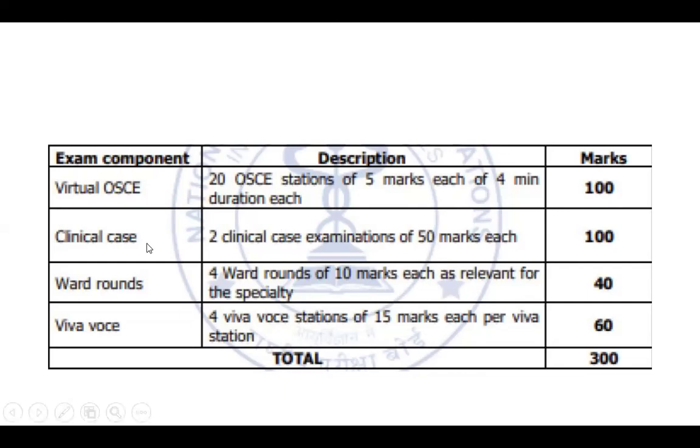Next is clinical cases. So two clinical case examinations, each clinical case has 50 marks, so total it's 100 marks. And ward rounds, four ward rounds, each ward round is of 10 marks, so total it is 40 marks. And viva is four stations. Each station consists of 15 marks, and the total is 60 marks. So the total practicals you are doing is for 300 marks, and the pass percentage is calculated for this total of 300 marks.